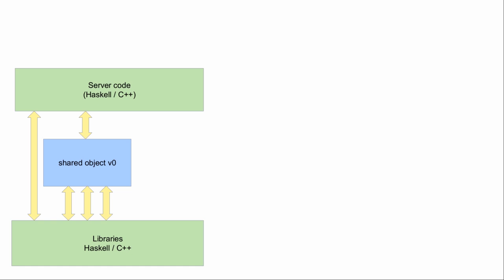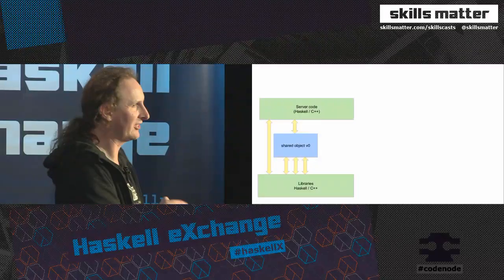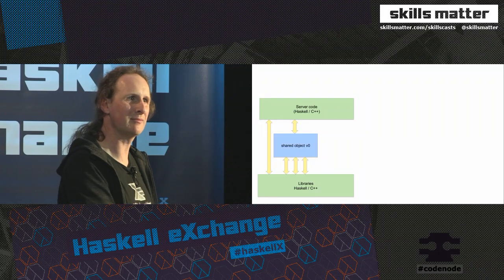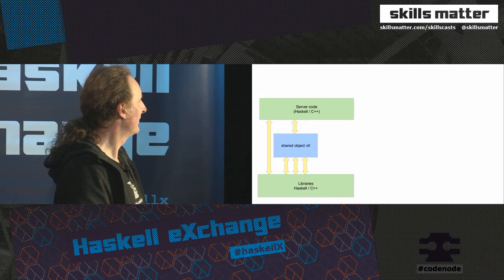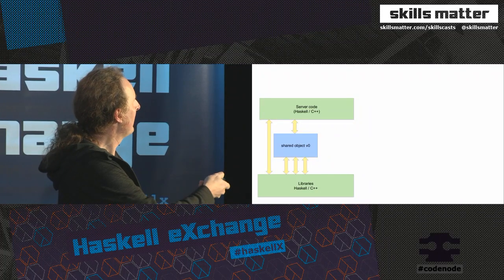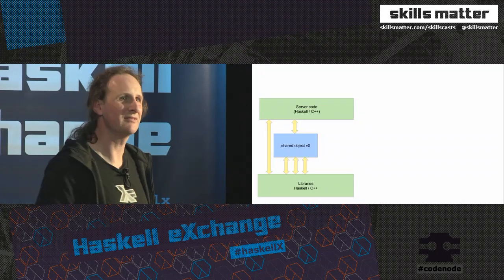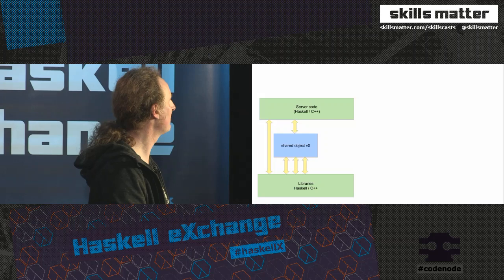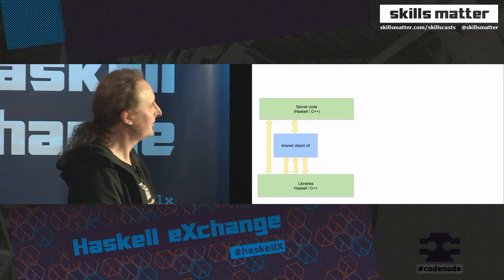So our server will look like this. We're going to have some server code at the top. That's the bit of static code that's going to talk to the rest of the world. We'll have lots of libraries at the bottom, again, statically linked into the binary. These libraries are going to be shared between the server code at the top and a dynamically linked lump of code that we're going to have in the middle.